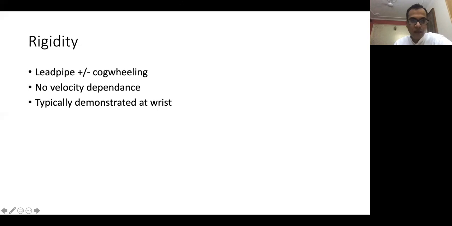Now, rigidity, although we say classically cogwheeling, the requirement is not cogwheeling. The requirement is actually a lead pipe rigidity. So if it is there, that's enough. You don't have to demonstrate cogwheeling. So you see the rigidity when you check for tone, the increased tone is demonstrated at all levels, and there is no velocity dependence.